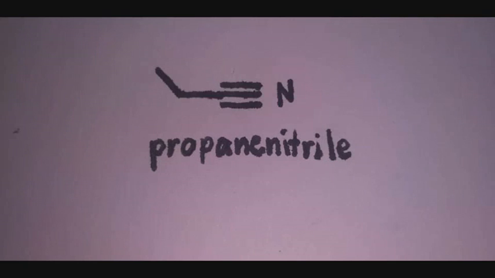To draw the structure of this functional group, identify the number of carbon chains based on the prefix of the name. Propa corresponds to 3 carbons, therefore 3 is the longest carbon chain. After drawing the 3 carbon chain, add the nitrile group. You have now successfully drawn a nitrile group structure.